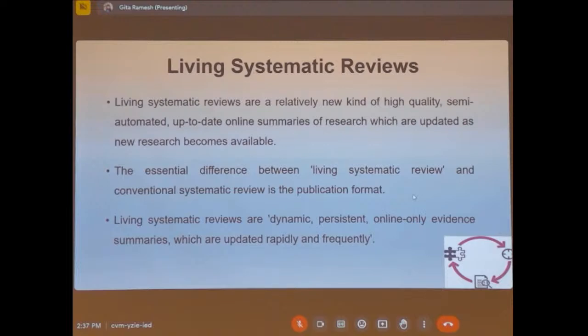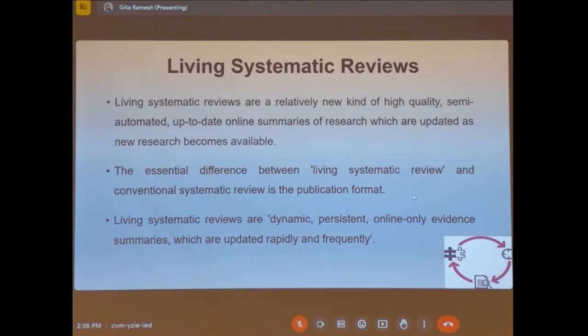The essential difference between living systematic review and conventional systematic review is only publication format. That means this data is on the electronic database. An example of living systematic reviews is the Cochrane review, which is very dynamic, persistent, only available to you online, and evidence summaries are updated as and when required and as rapidly as things are changing and as frequently as they are getting updated.